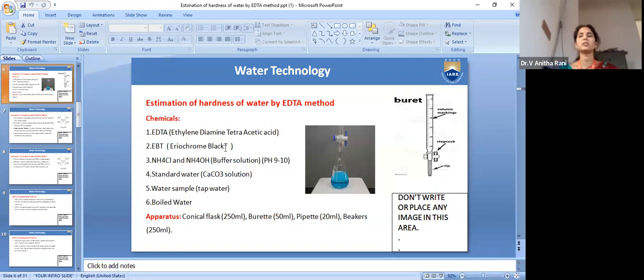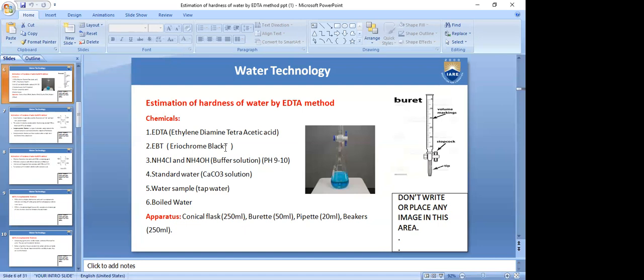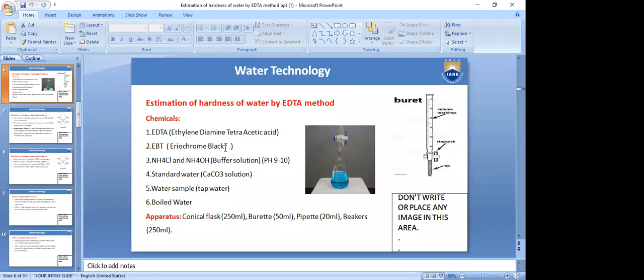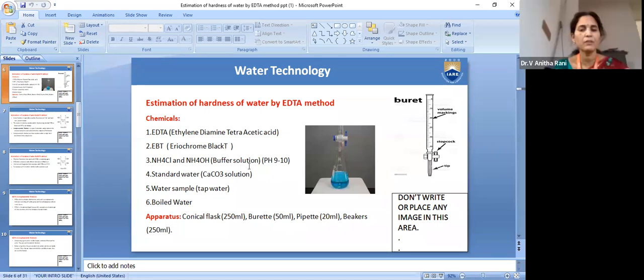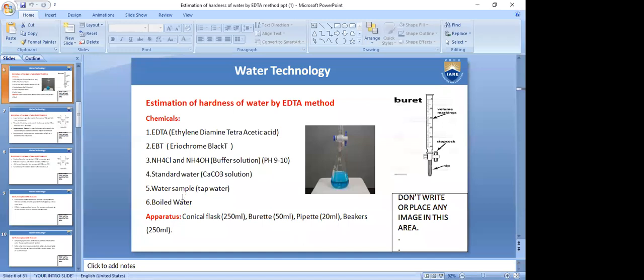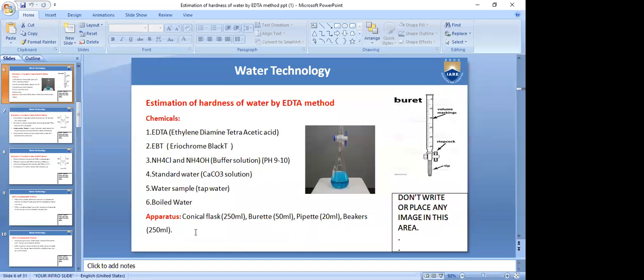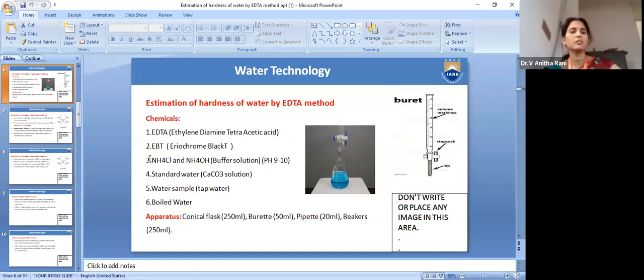Now tell me what are the chemicals we are using in this experiment? EDTA, EBT, NH4Cl, NH4OH, buffer solution, standard water, water sample, boiled water. What are the apparatus we are using? Conical flask, burette, pipette and beakers.